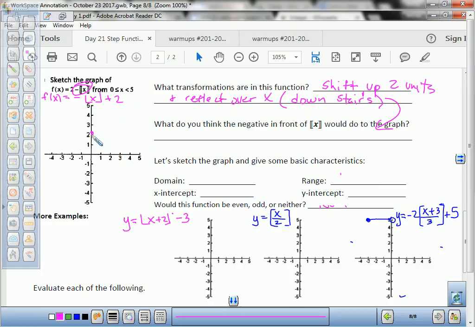So my first little barbell starts right here. Closed circle on 2. Over 1 unit. Open circle right there. And because of the negative out in front, I go down when I jump instead of jumping up. Go down.